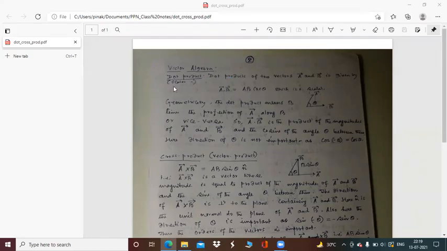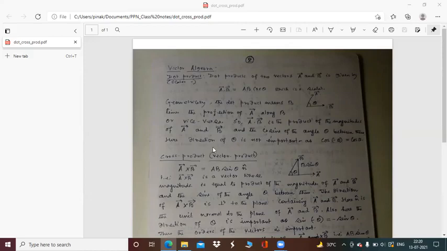Then the dot product, which is also called a scalar product, between the vectors a bar and b bar is given by a bar dot b bar is equal to a b cos theta, and obviously it is a scalar quantity. Now geometrically, the dot product means b times the projection of a bar along b or vice versa. So a bar dot b bar is the product of the magnitudes of a bar and b bar and the cosine of the angle theta between them.